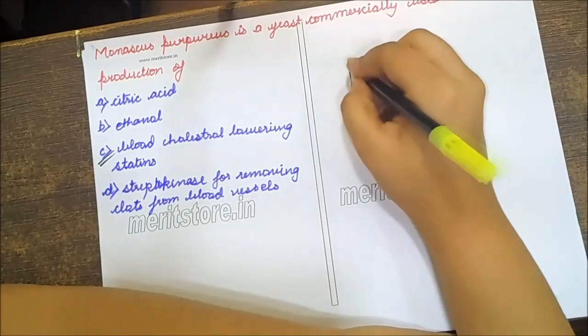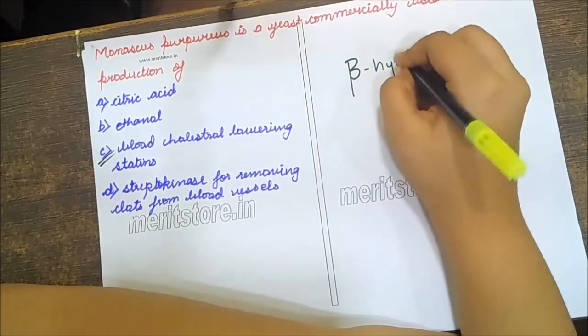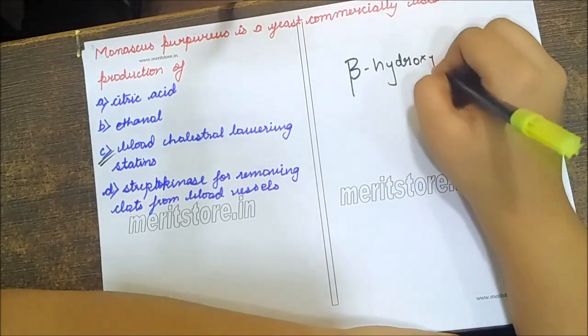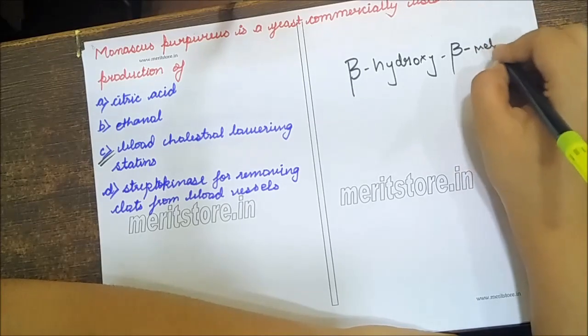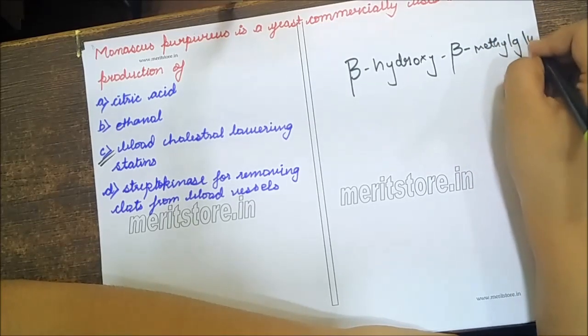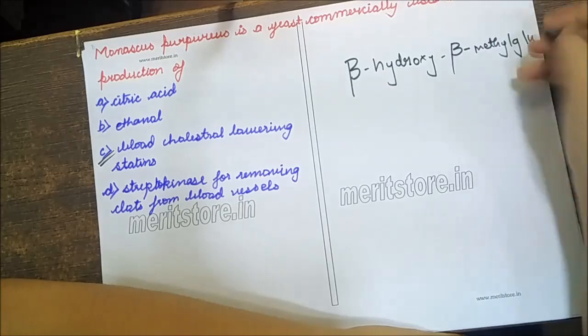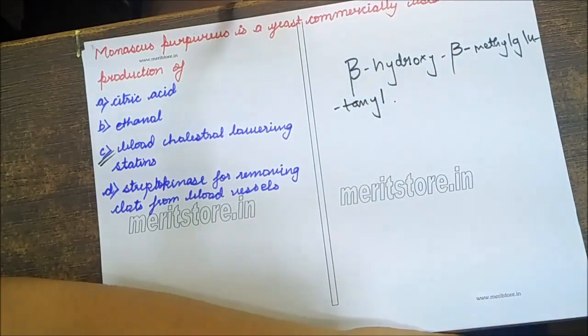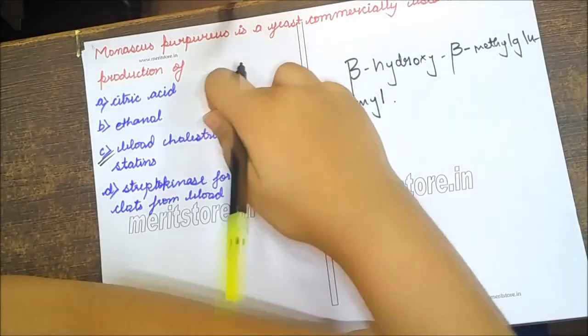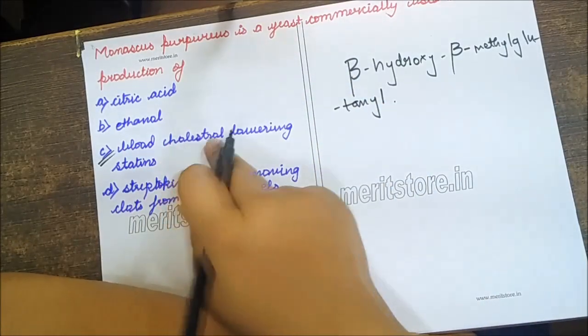Statins are products of fermentation by the yeast Monascus purpureus, which resembles mevalonate and are competitive inhibitors of beta-hydroxy beta-methyl glutaryl CoA reductase. This inhibits cholesterol synthesis. Statins are therefore used in lowering blood cholesterol.